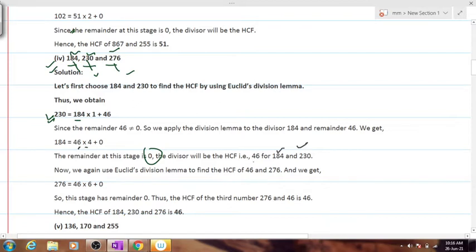Now again, when we take the HCF for 46 and 276, the leftover number, we'll see that we get a remainder of 0. So we'll say that 46 is the greatest number which divides the set of 3 numbers. Is this numerical clear to everyone? Whenever you get a set of 3 numbers, you will proceed with the same thing. Question number 5 now.